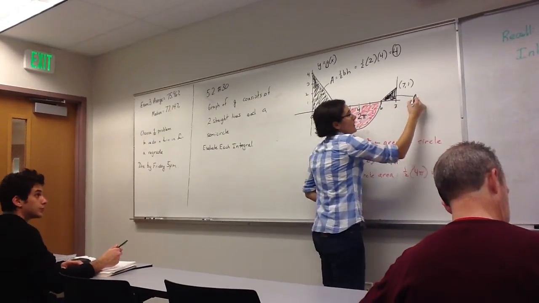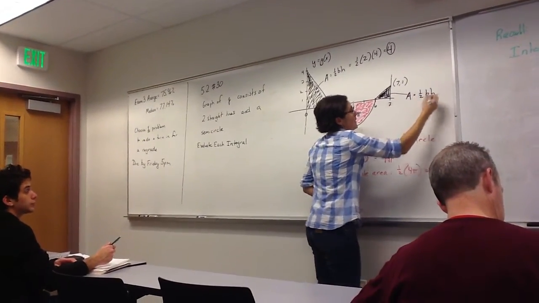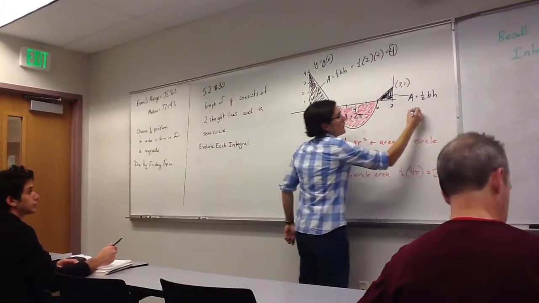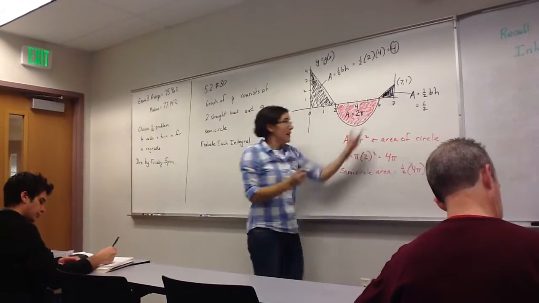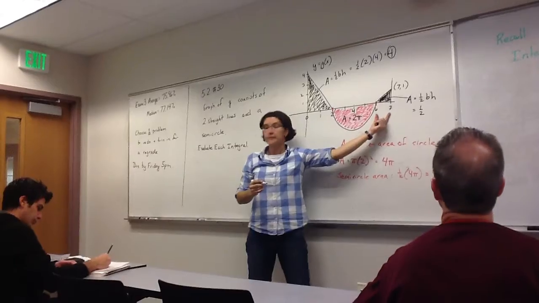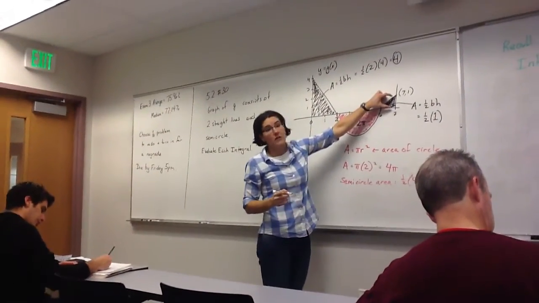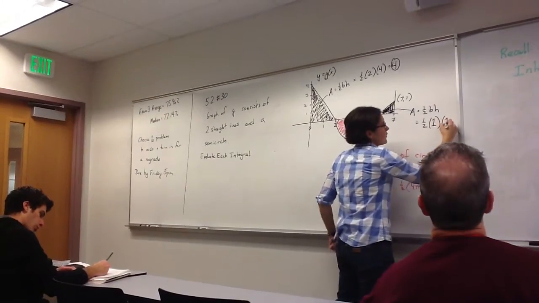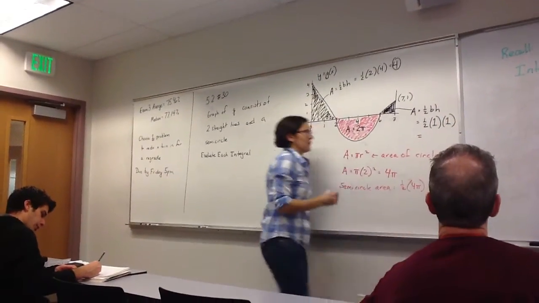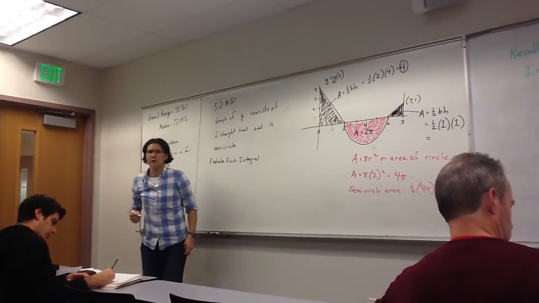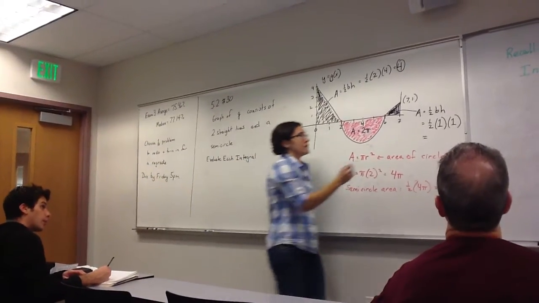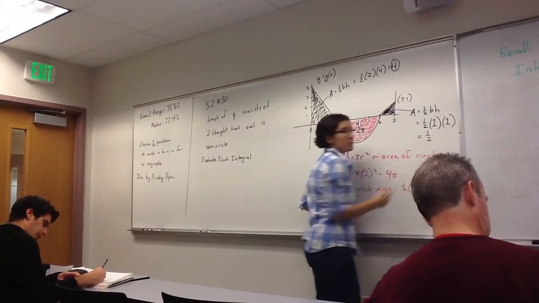Well, its area is going to be 1/2 base times height, since it's a triangle. And our base in this case is 1. And our height is also 1. And that's totally based off the picture. And the picture in the book is probably a little clearer than the one I have on the board. And so the area of that little triangle is 1/2.